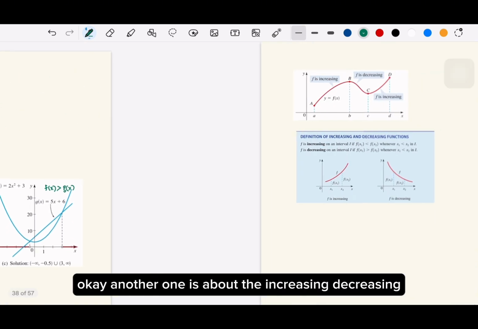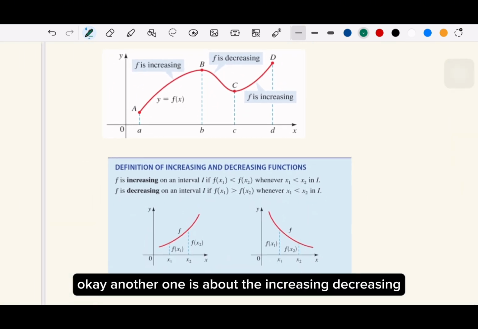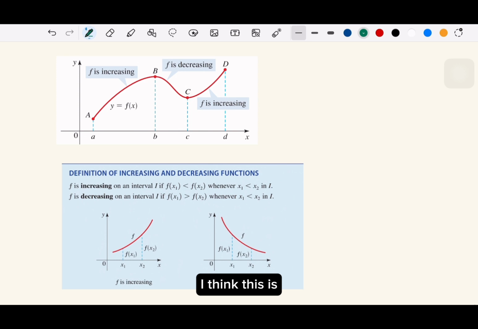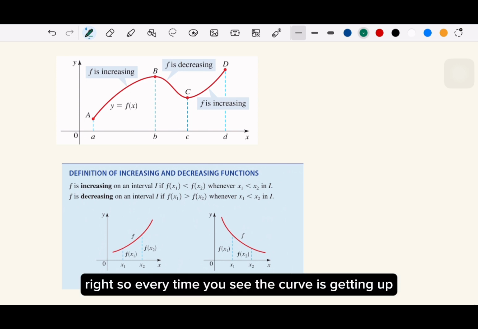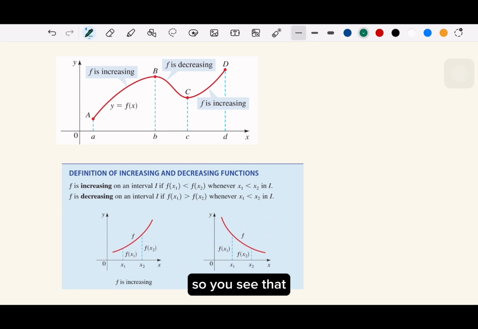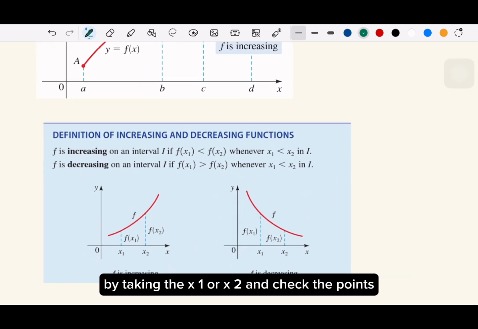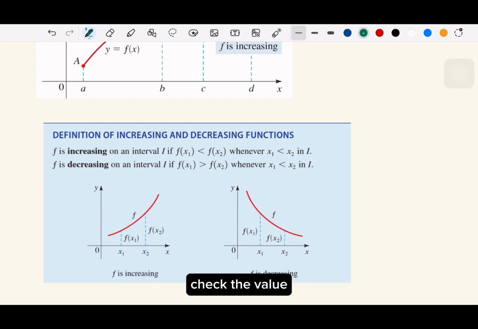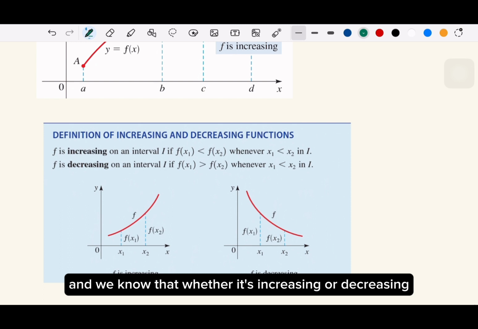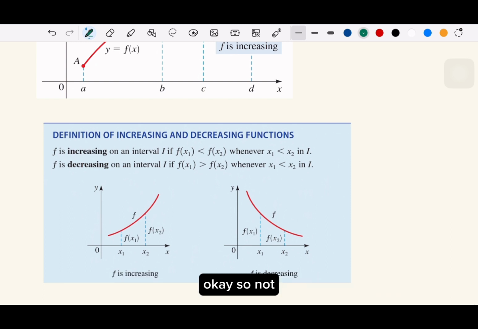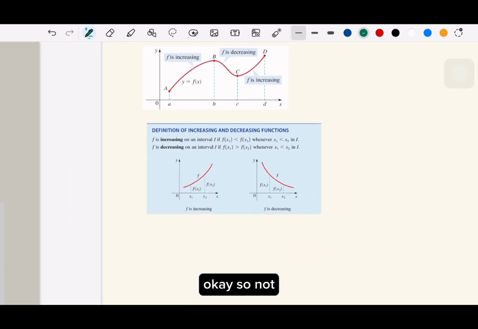Okay. Another one is about increasing and decreasing. I think this is quite reasonable, right? Every time you see the curve getting up, it's increasing, or getting down, it's decreasing. You can make sure that it's increasing or decreasing by taking x1 or x2 and checking the values, and we know whether it's increasing or decreasing. Okay, so not much here.